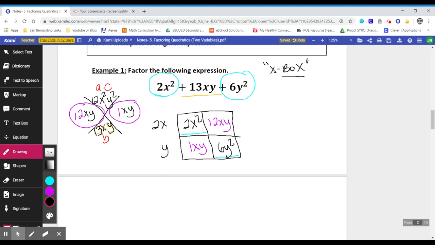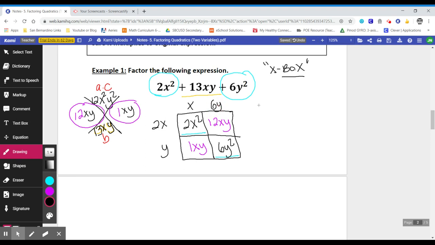Then we do the first column. Is there anything that I can take out of these two? The answer is yes, we can take out an x. And then finally, what can I take out of these two? The answer is we can take a 6 from both of these because they both have 6 in common, but we could also take a y out of both of these. So I'm going to include 6 and y.